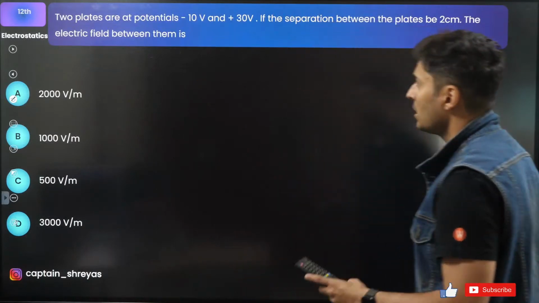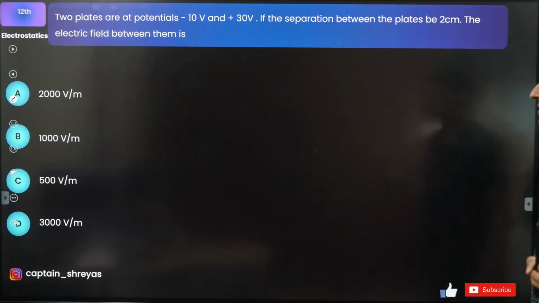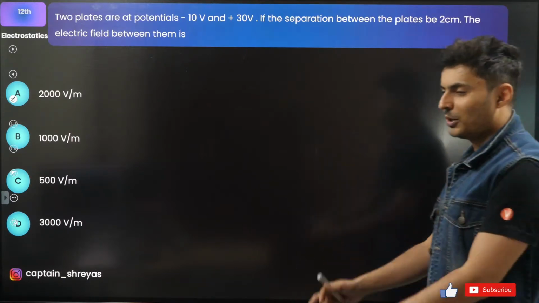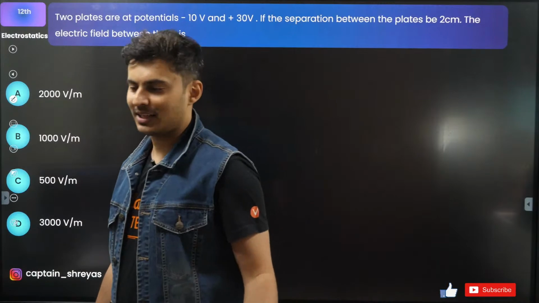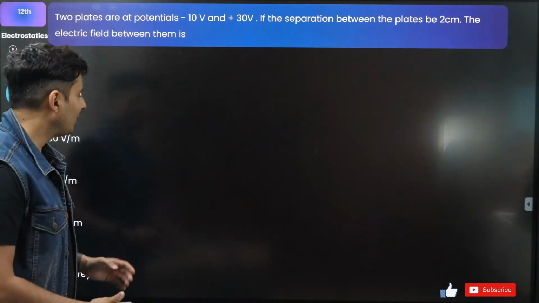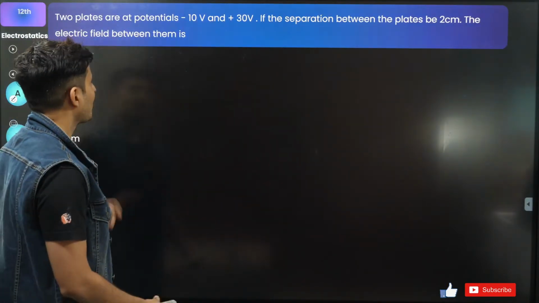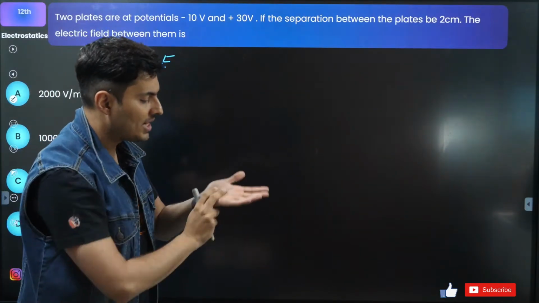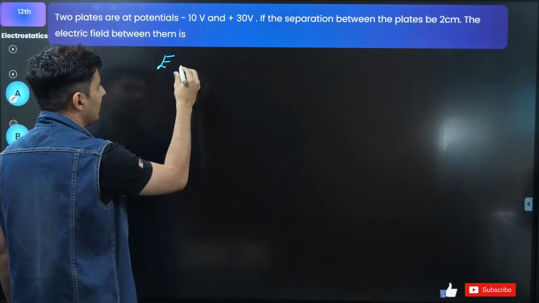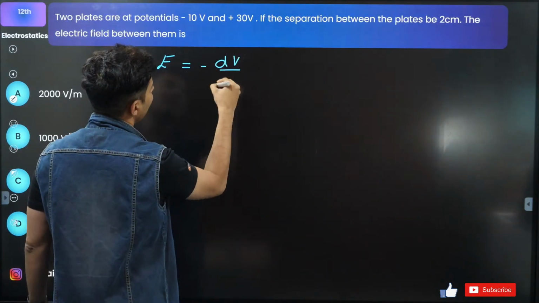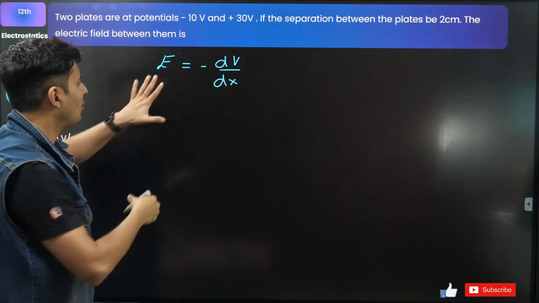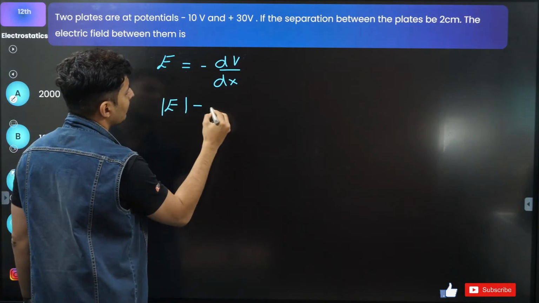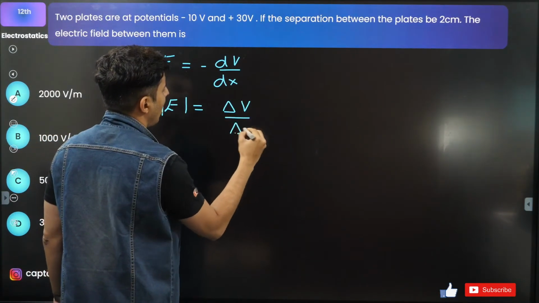Let's solve some questions. If there are two plates at potentials minus 10 volts and 30 volts, with a separation of 2 centimeters, then the field between them is going to be how much? Very common question, guys, for any kind of NEET exam or even the board exam. The moment you hear words like field, potential, distance, immediately the formula that should come to your mind is E is minus dV by dx. But here I'm not interested in the negative sign, only the magnitude. So the magnitude of the field will be the change in the potential upon that distance.